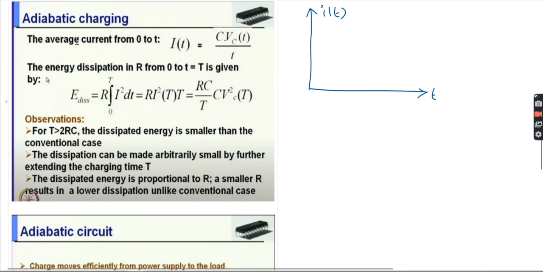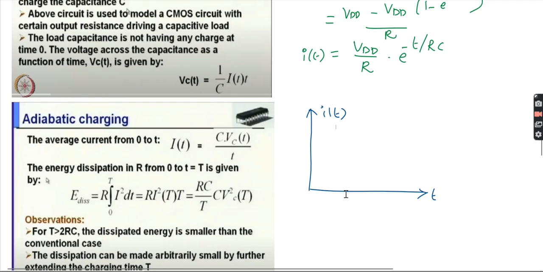Yes, so what is I of t? The I of t is nothing but VDD by R. The maximum is this amplitude, right? The maximum current is VDD by R. You can see e to the power minus t by RC. E power 0, when t is equal to 0, this is the maximum value I will get. When t increases, what will happen? Exponentially decaying. This will be exponentially decaying. Right? So it's exponentially decaying like this we get. So now you can compare that graph and this graph.